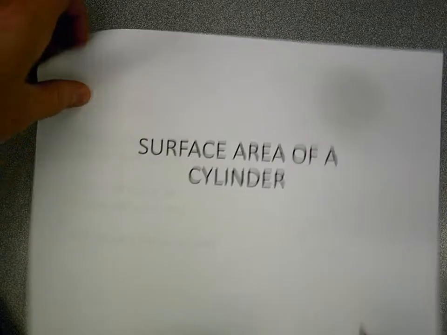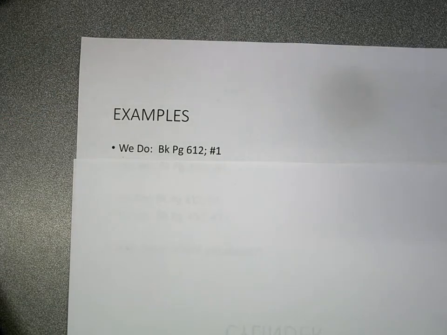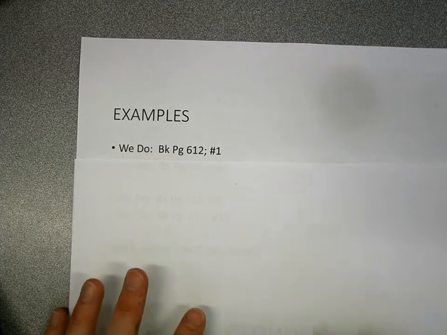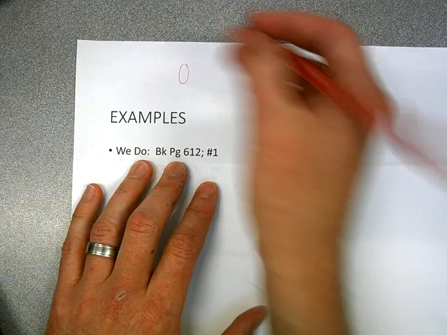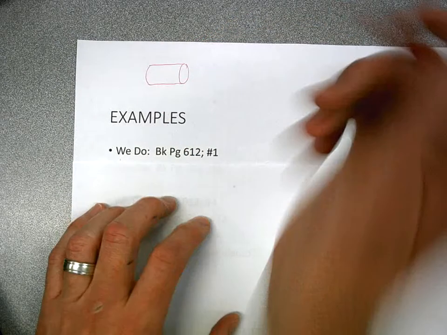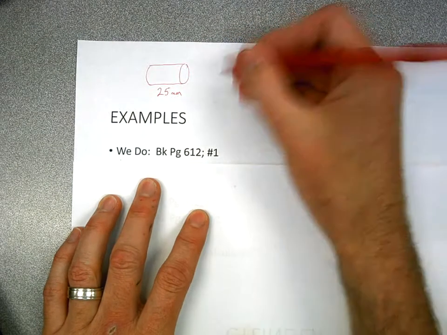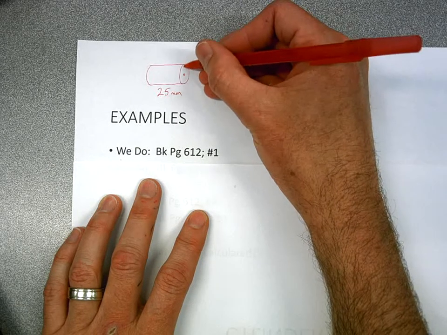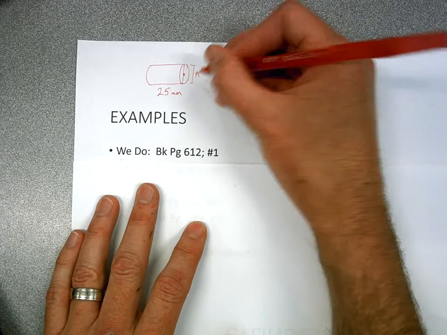So here is what I'd like you to do. Let's check out page 612, problem number one. Number one says, find the lateral and surface area of each cylinder, rounding to the nearest tenth. So they're asking again for both. For number one, they have this cylinder. It looks like a soda can on its side. It shows that this side is 25 millimeters. And it shows the center of the circle of its base with a line going straight through, which tells us it's a diameter, and that diameter is 19 millimeters.